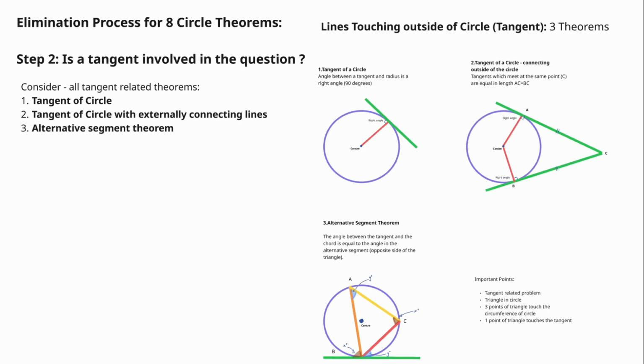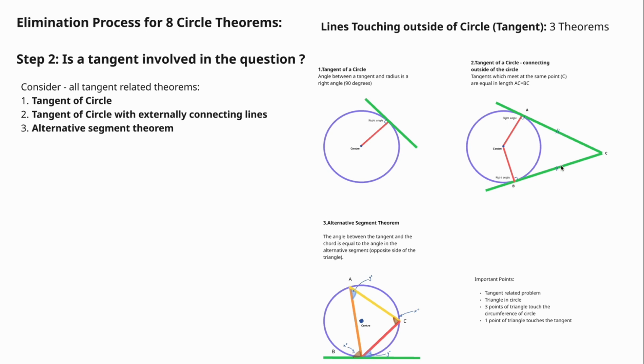Step 2 is designed to eliminate whether there are any tangents involved in the question. If there are, you need to consider 3 possible tangent-related theorems. In theorem 1, the tangent of a circle, the angle between a tangent, or the green line, and a line from the center of the circle to the circumference, or the radius, is 90 degrees at where they cross. In the second tangent of a circle theorem, you have 2 connecting tangents, 2 green lines here. Where the tangents meet at the point C, the lengths of the two tangents are equal.